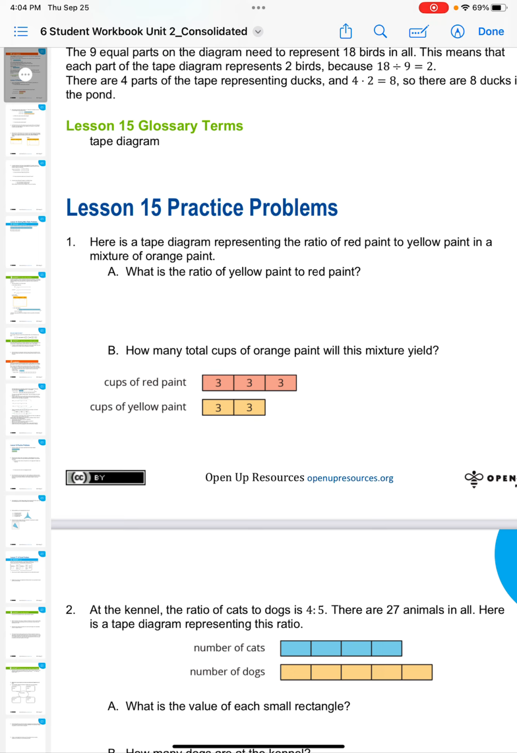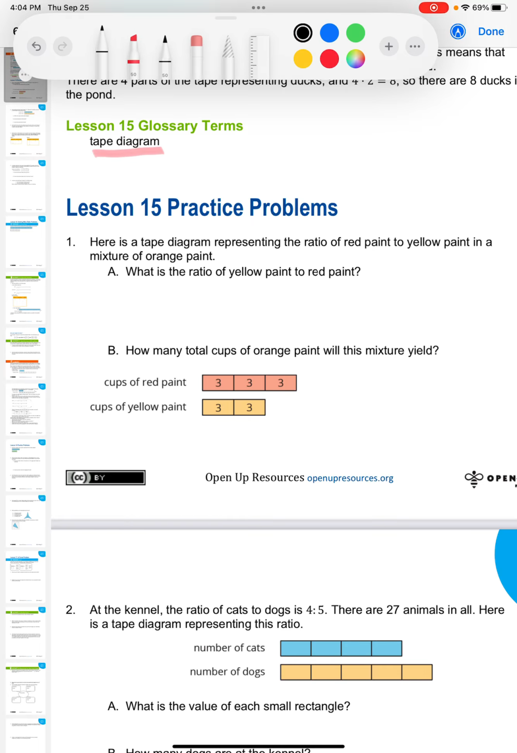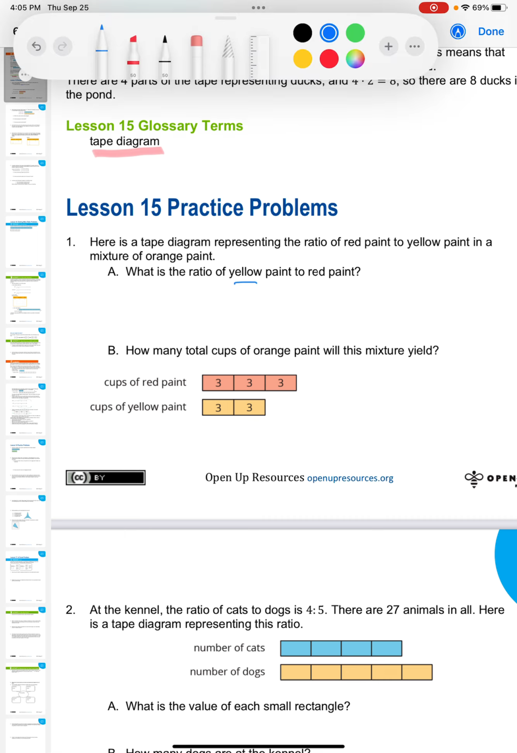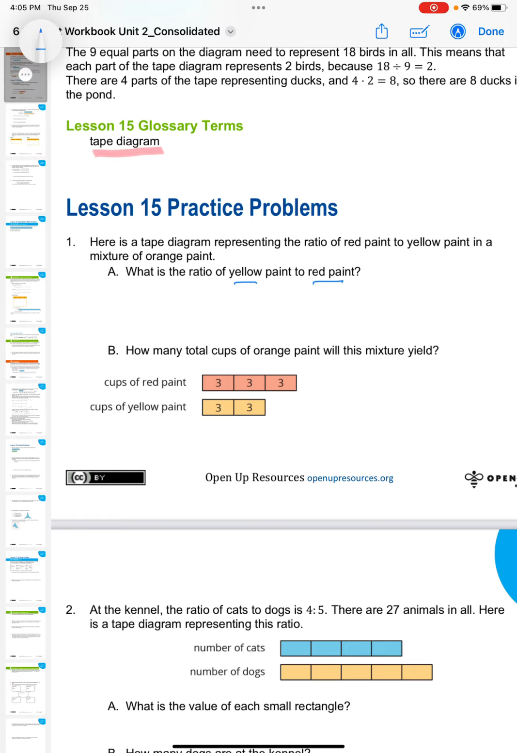So for this, tape diagrams. As you can see right here, a tape diagram. Let's go with blue right now. It says here's a tape diagram representing the ratio of red paint to yellow paint in the mixture of orange paint. So what is the ratio of yellow paint to red paint? It gives us red to yellow, but it's asking yellow to red, so we have to go in that order.